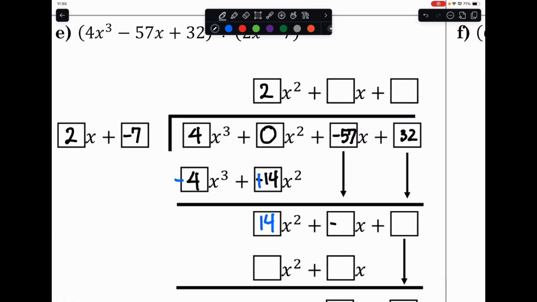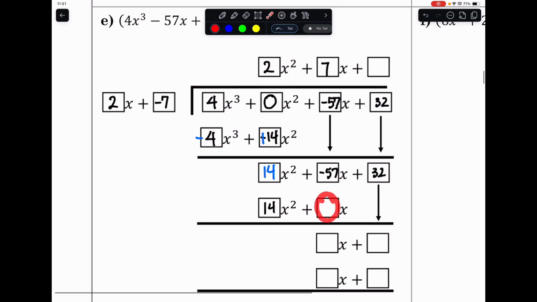So let's bring down the negative 57, bring down the positive 32, and I automatically know that this number is going to be 14 when I multiply down. To figure out what the number is up here, I'm going to divide this 14 by 2. So 14 divided by 2 is positive 7. Now this number, again, is the one that we're interested in because we need that number to go on to the next level. So we're going to get 7 and multiply it with negative 7, which is negative 49.